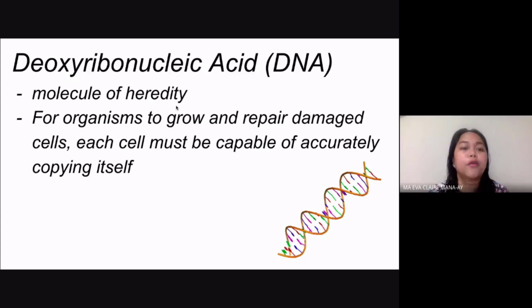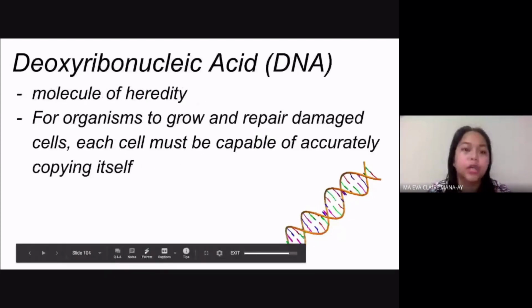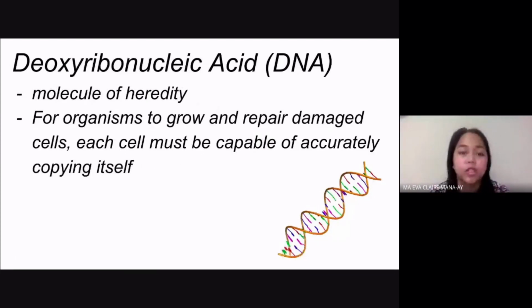Now, for organisms to grow and repair damaged cells, each cell must be capable of accurately copying itself, or this is what we call DNA replication. It's very important that your cell is able to replicate or to make copies of the DNA, okay, because it is very important for your growth. It's very important for the repair of damaged cells.